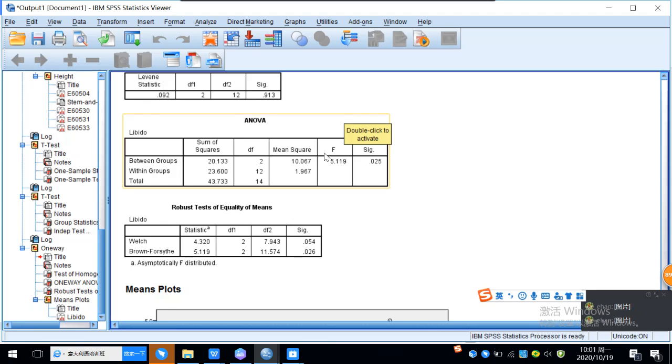The F value is 5.119, and the corresponding significance is 0.025. So that means the observed significance value is less than 0.05. Hence, there was a significant effect of Viagra. Okay, understand?